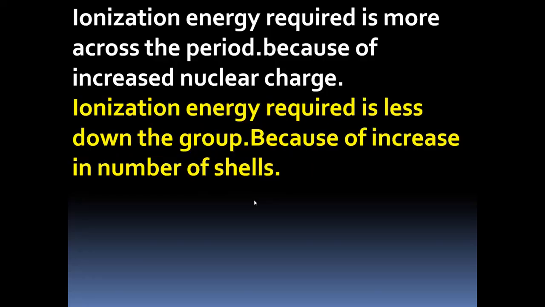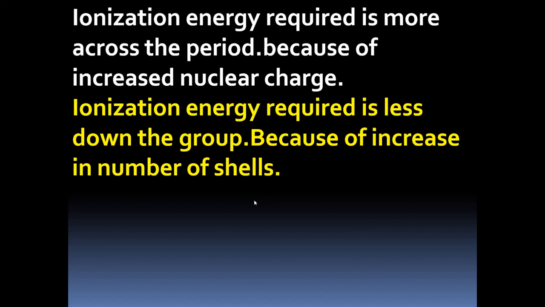Ionization energy required is more across the period. Just now we have seen across the period nuclear force is more. Since nuclear force is more, we need more energy to remove the electron. So ionization energy required is more across the period because of the increase in nuclear charge.